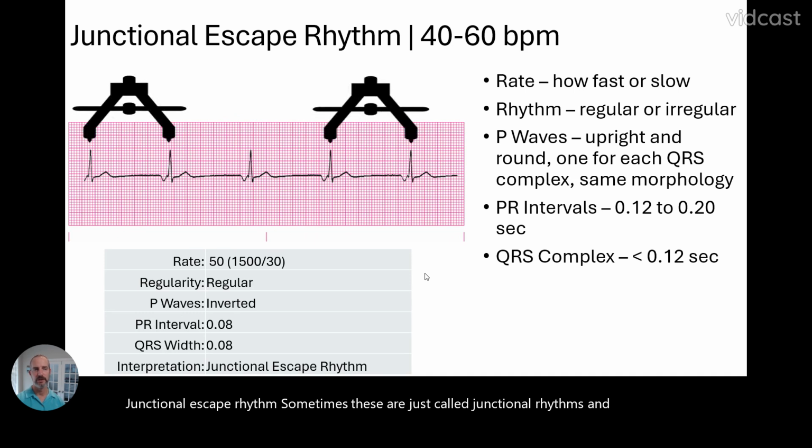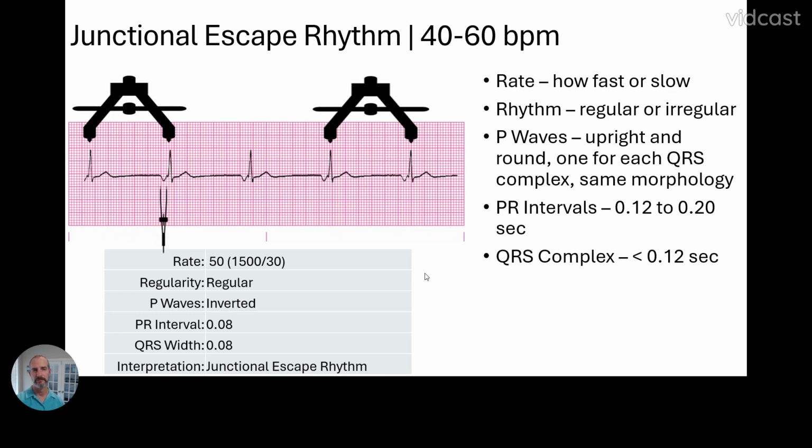All right, so first we go through our 5 rules and measure our rate and regularity. Okay, so the regularity is perfect. They're spaced about 30 boxes apart for each one of those R to R waves. So we got a rate of 50 that's regular, and then we have inverted P waves. All of the P waves are identical going across, but they are upside down, and it is a little bit tight. So you got a PR interval that's definitely less than 0.12. But because they're inverted, that's all the information that we really need. Again, we can measure our QRS width, and we call this one a junctional escape rhythm.